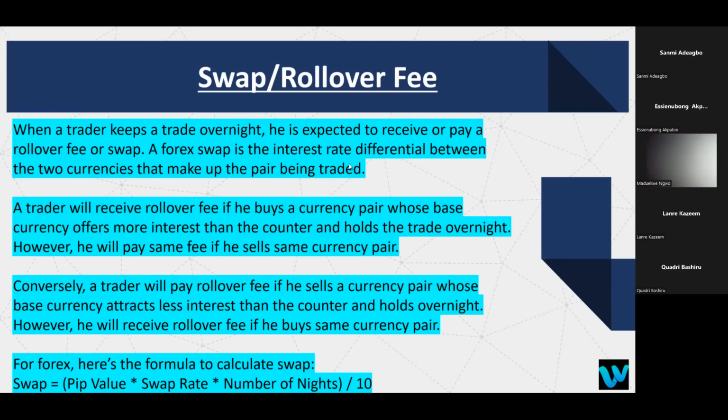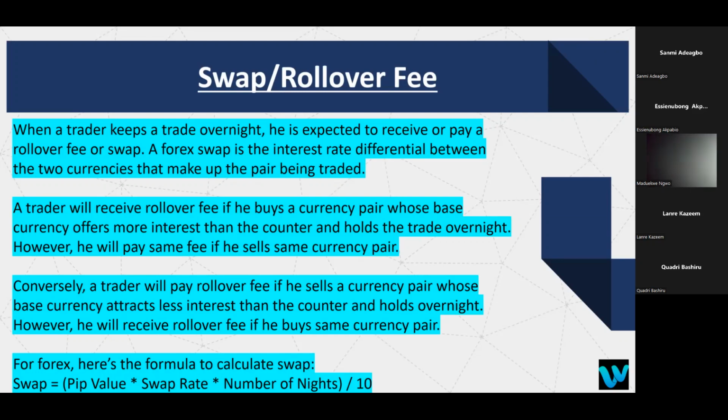A forex swap is the interest rate differential between the two currencies that make up the pair being traded. So what we're trying to say is that when you trade a currency pair, you are trading two currencies at the same time. You don't really need to bother about how you are trading two currencies at the same time, but you are. And when you take those trades to the following day, you are going to pay interest, or you are going to be paid interest.